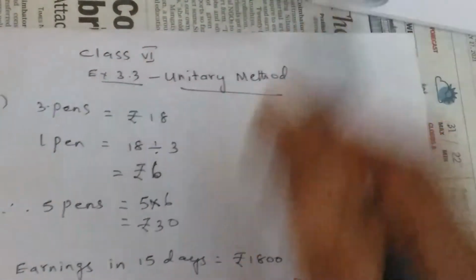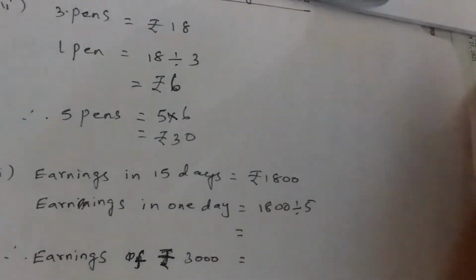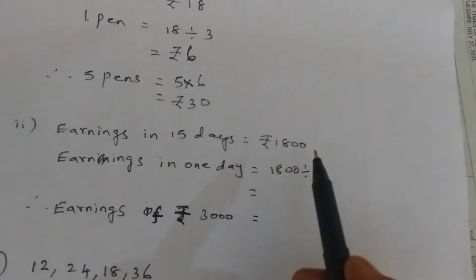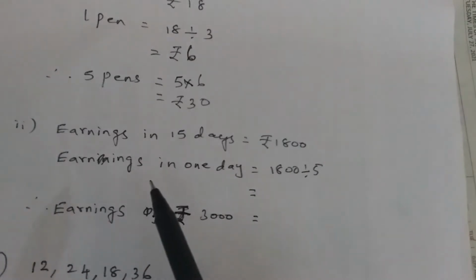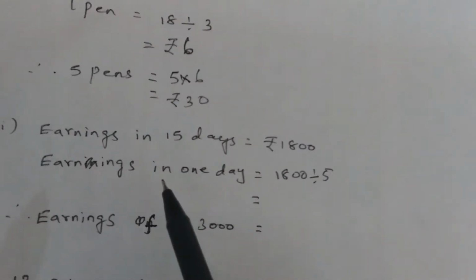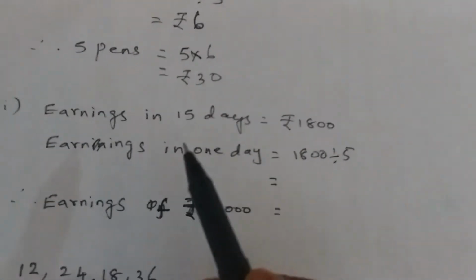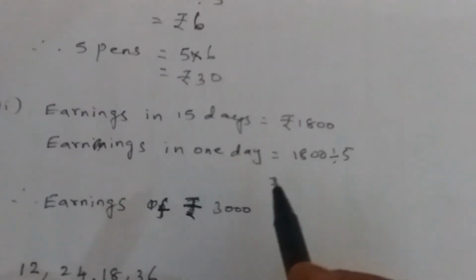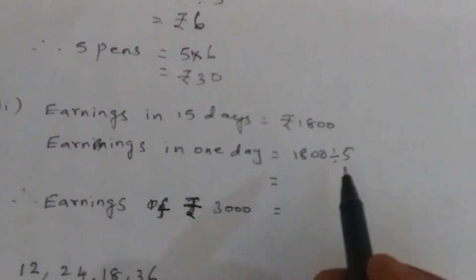Okay, let us write the statements. Earnings in 15 days is rupees 1,800. Therefore, earnings in 1 day. What is her earning in 1 day? We know for 15 days, we have to find for 1 day. Many to 1 is what? Division. So 1,800 divided by 15.